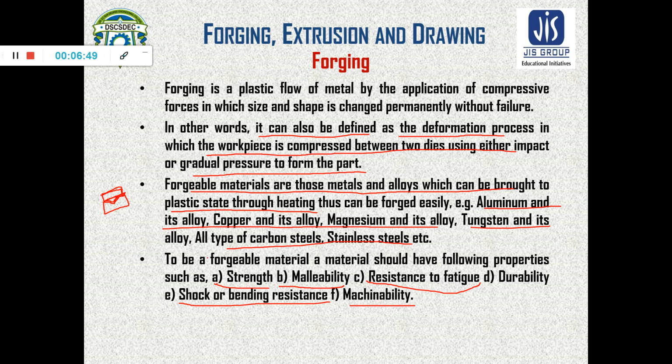Whether a material is forgeable or not is indexed by forgeability. Forgeability is the ability of the material to be forged, and it tells us whether it is forgeable or not. This term should be remembered: forgeability. Forgeability mainly depends on the temperature.